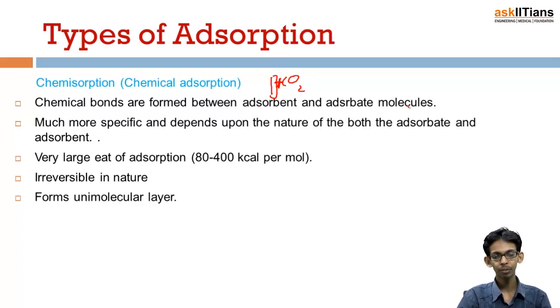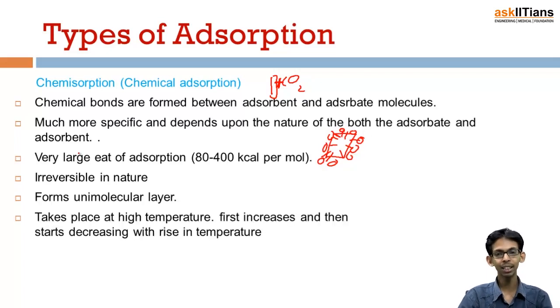And next, it forms a unimolecular layer, because we know chemical adsorption is directly related to satisfaction of valency, and once the valency has been satisfied, no more molecules will be attracted toward the surface. That is why one layer comes in contact with the adsorbent, chemical bonds are formed, valency is satisfied. Now there is no need for further reaction, so only one unimolecular layer is formed in case of chemical adsorption, and it takes place at higher temperature.